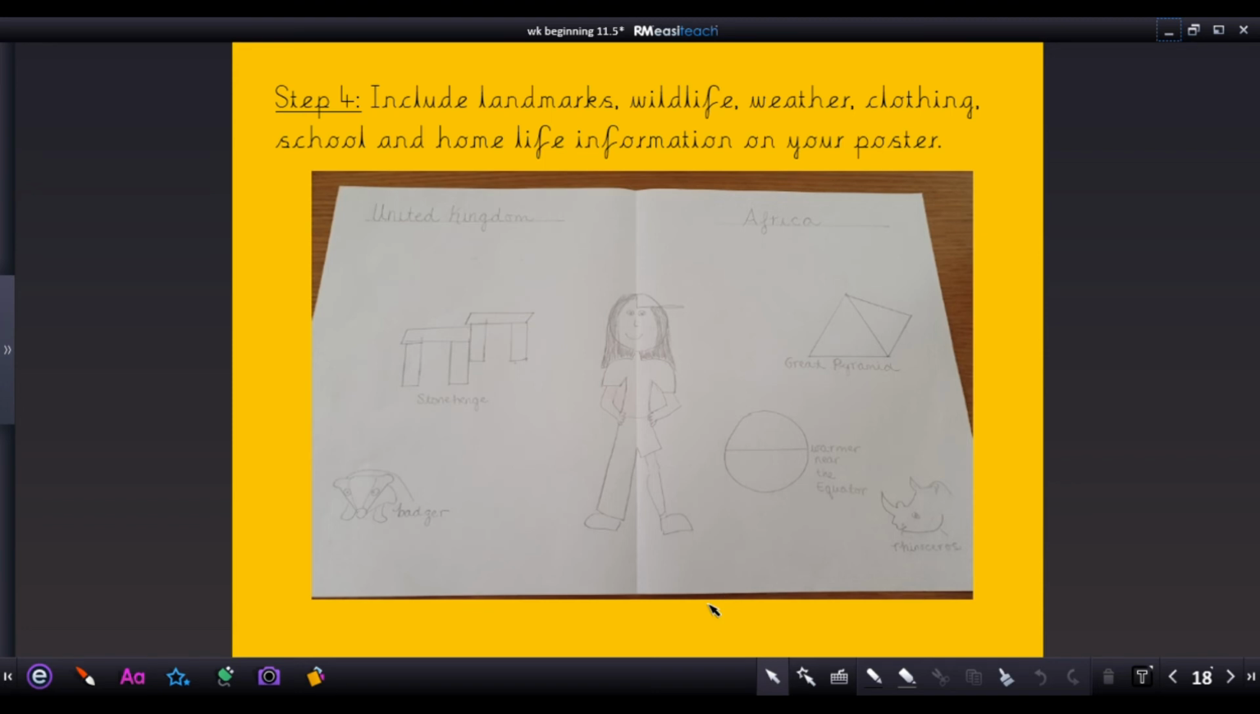I wonder what other ideas you might have. What things would you add to make my sketch even better to include landmarks, school and home life, and the weather on the United Kingdom side, and the same on the Africa side? I can't wait to see what you come up with.